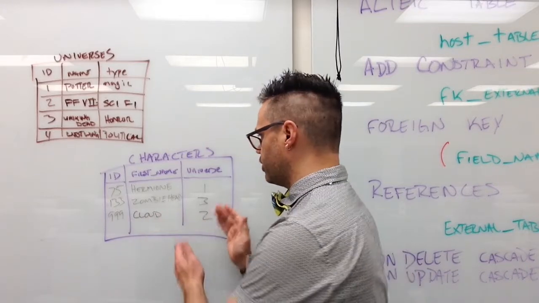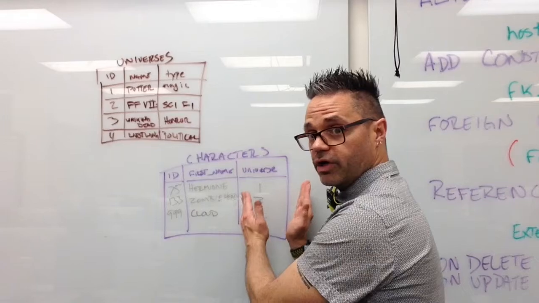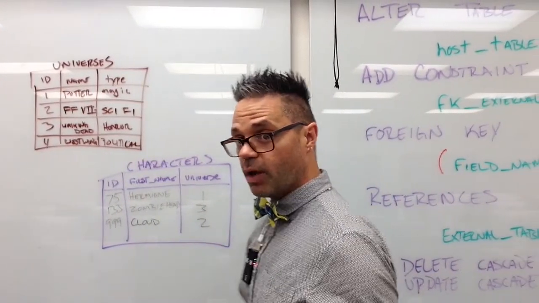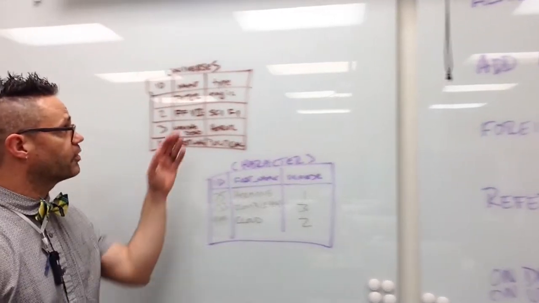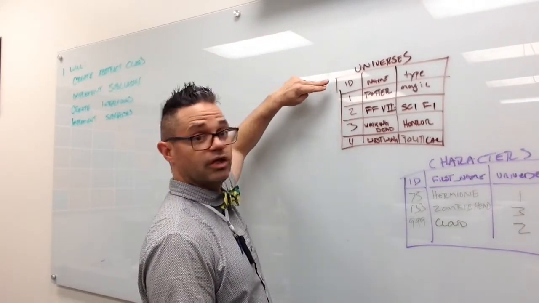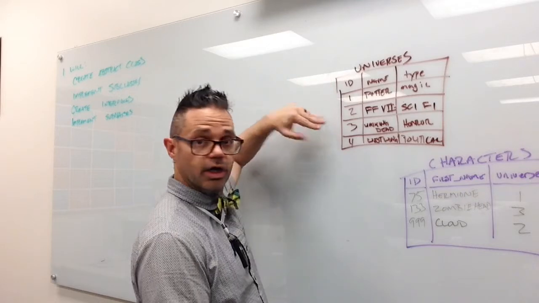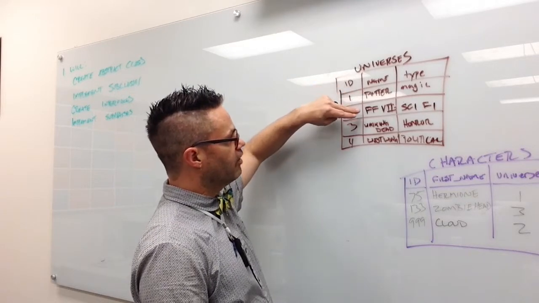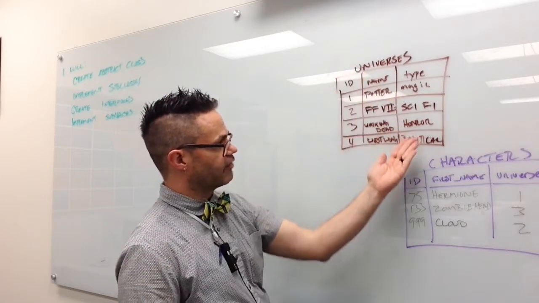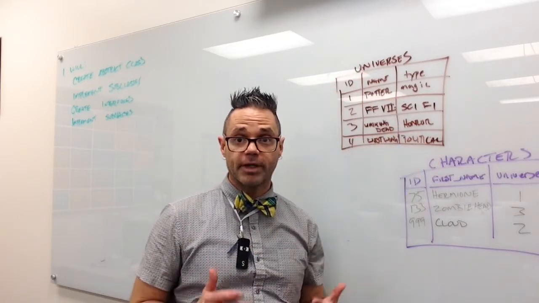So what we have right here is this universe category, that column or that field is a foreign key. It's a reference to another table. And we're going to have that reference to that foreign table. It's going to go up here and talk to the universes table up here, and it uses that reference to the primary key of the universes table, in this case 1, 2, 3, 4, to talk about those. So we have Potter, Final Fantasy VII, Walking Dead, and West Wing, and they have a type of magic, sci-fi, horror, or political. So we have some information about that.